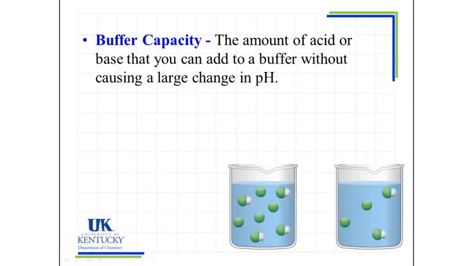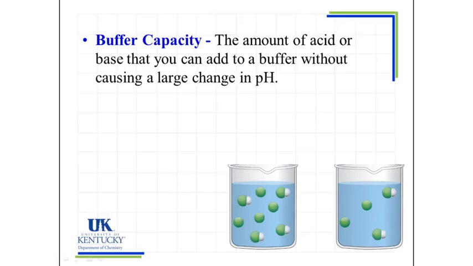Now, buffers will quit working after a while. You add an acid, it'll drop the base portion of that buffer down. You keep on adding acid, you'll keep dropping it down. Buffering capacity is the amount of acid or base that you can add to that buffer without causing a large change in pH. Eventually, you wipe out the buffering capacity. You have used up these substances, and you no longer have a good ratio of conjugate acid and conjugate base pairs in your buffer.